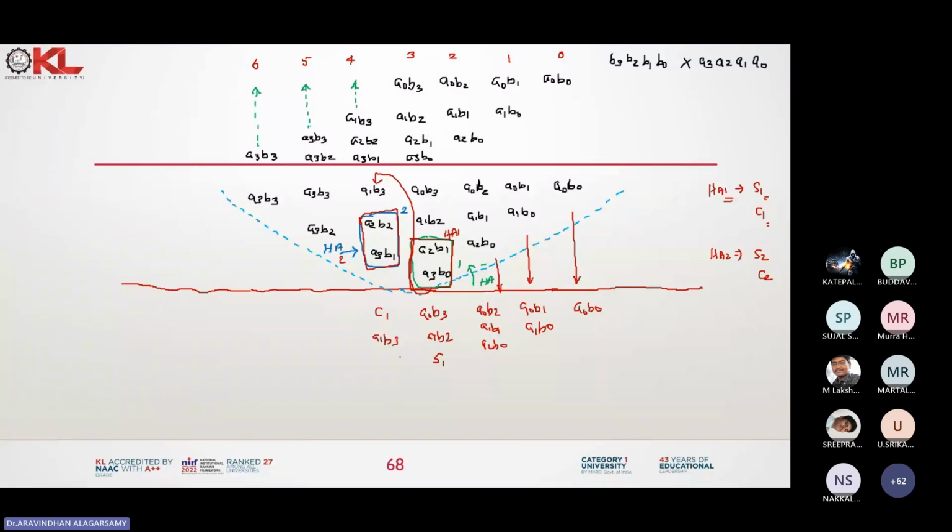Then what is available? What will this HA2 produce? S2, sum 2. S2 will produce. Once S2 is produced, your C2 is going to be available. Where will the C2 go? It will go here. So how will I write C2? I will write A3 B2, then A3 B3. Then what we will write here is nothing but A3 B3. Is that clear now?